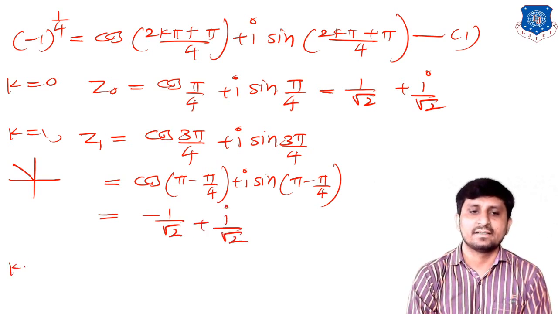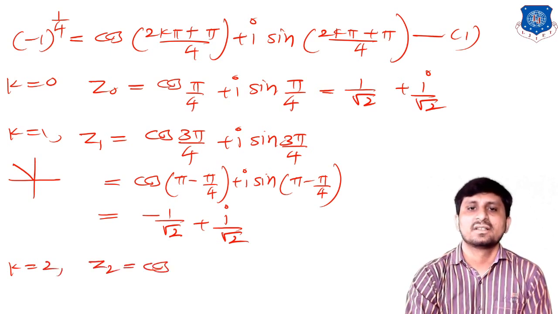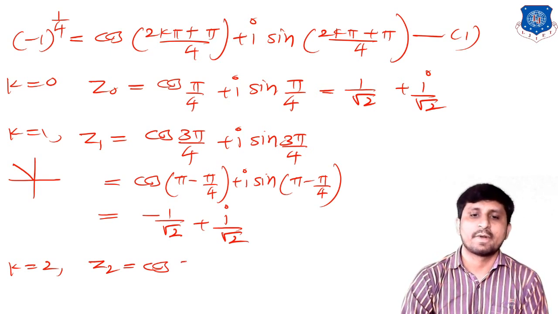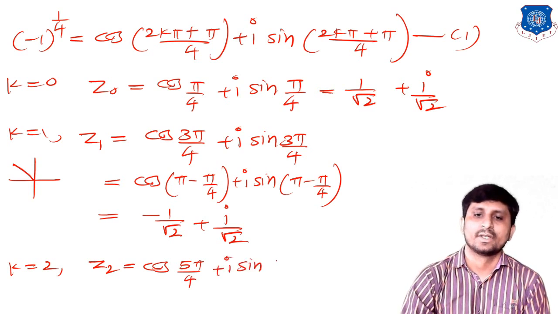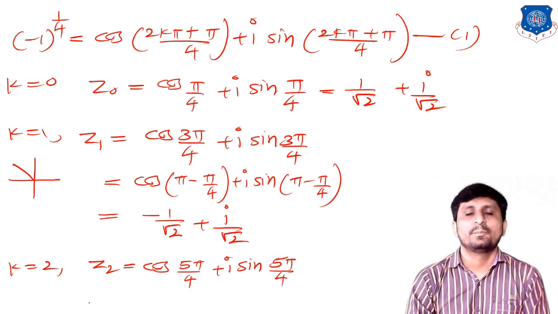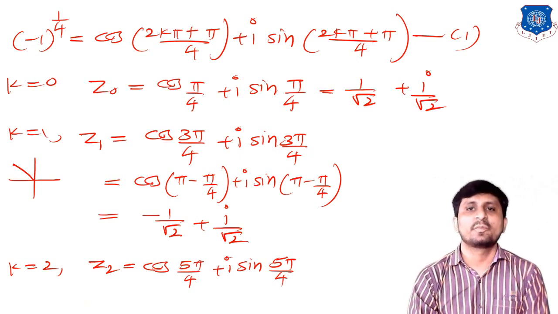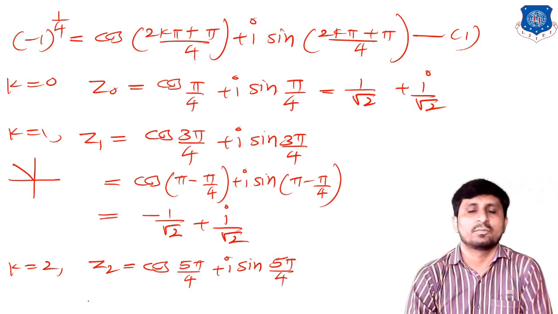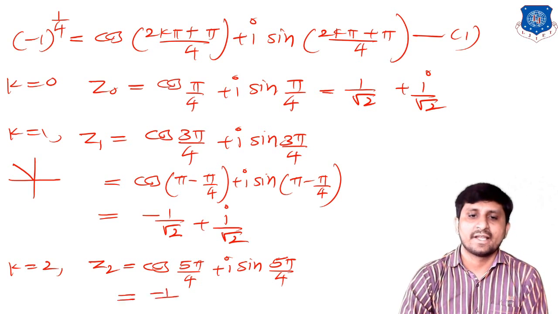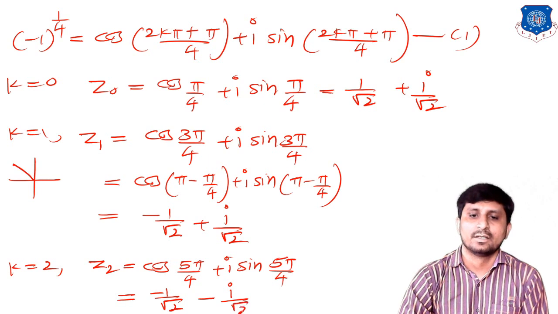Now let's take k equal to 2. So the value of z2 is cos(4 pi plus pi by 4), cos 5 pi by 4, okay, plus i sin 5 pi by 4. 5 pi by 4 can be written as pi plus pi by 4, and pi plus pi by 4 means now you are in the third quadrant. In the third quadrant both functions, cos and sine, are negative. So can I write directly minus 1 by root 2 minus i by root 2, okay.